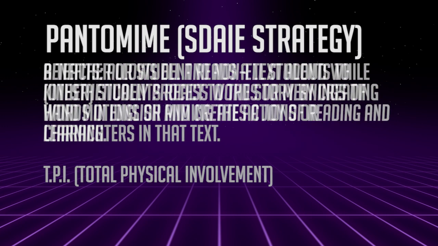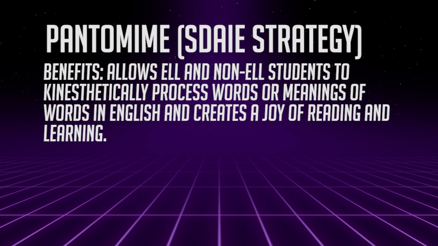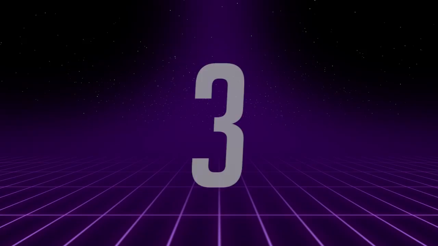It allows students to kinesthetically understand specific words in English, and they're able to use their hands and their feet and their body to understand exactly what specific words and specific thoughts in a story mean. There are 3 specific ways you're able to use pantomiming in your classroom.